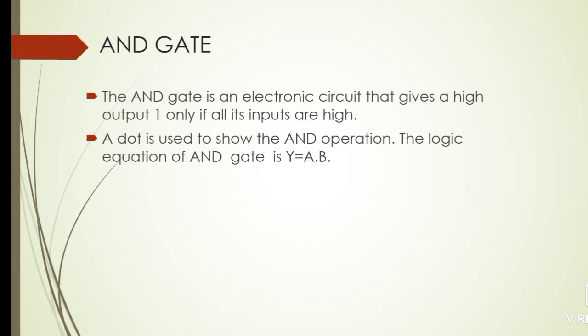What is an AND gate? The AND gate is an electronic circuit that has a high output, that is 1, only if all inputs are high. A dot is used to show the AND operation. The basic logic equation of an AND gate is Y equals A dot B. The logic symbol and truth table of the AND gate are shown in the next slide.